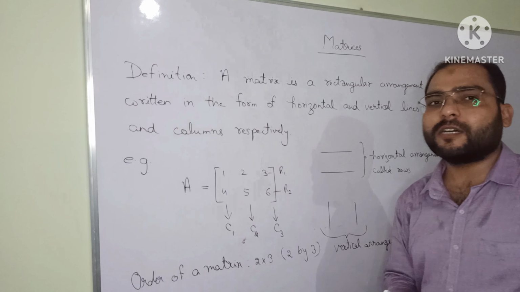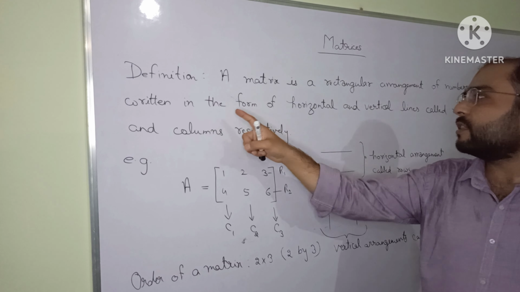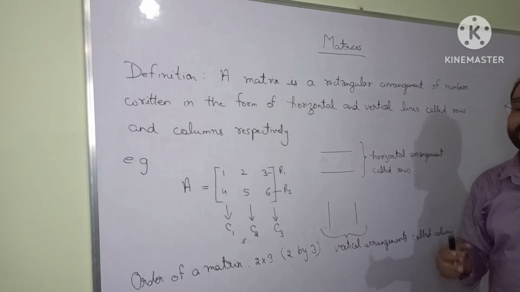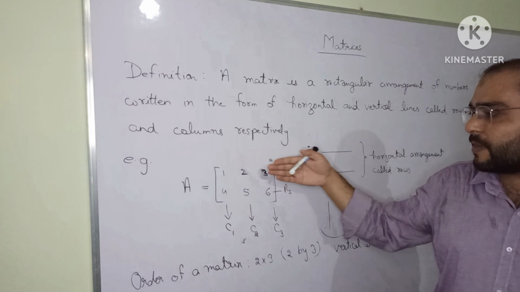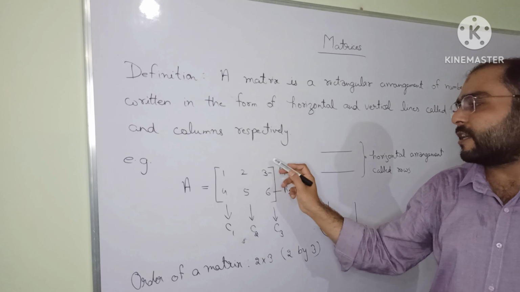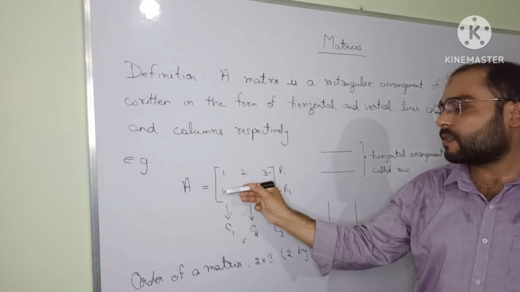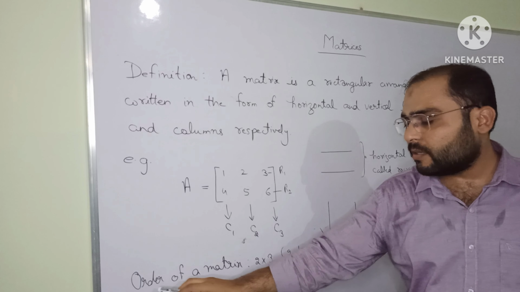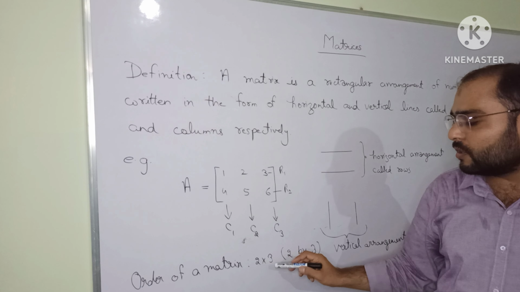So I am recalling the topic. A matrix is a rectangular arrangement of numbers written in the form of horizontal and vertical lines called rows and columns respectively. Matrix basically क्या है? हमारे पास कुछ numbers दे रखे हैं, उसको अगर हम horizontal arrangement और vertical arrangements में लिखते हैं enclosed in square brackets, then the arrangement that we got is called a matrix. The horizontal arrangements are called rows and the vertical arrangements are called columns. By the term order we mean the number of rows into the number of columns.